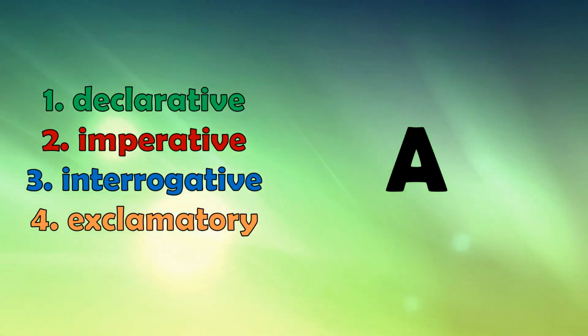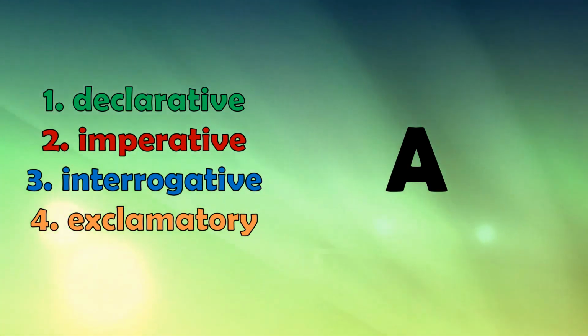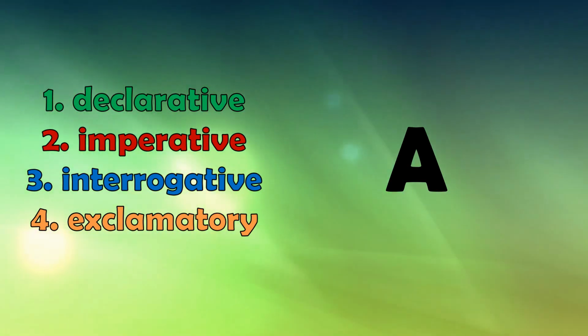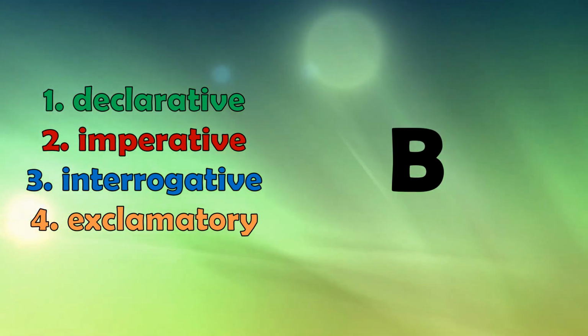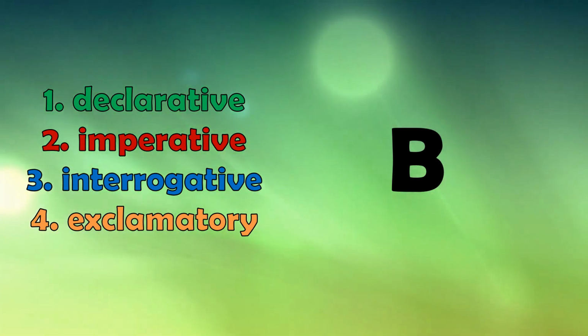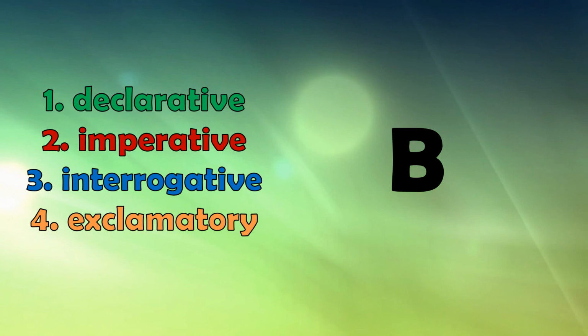A. Is the cow coming home? What kind of sentence is that? B. Make sure the cow is coming home. What kind of sentence is that? C. Wow, the cow is coming home. How about this sentence? D. The cow is coming home. What is this sentence? How did you do? Is it easy or difficult to tell the difference? Let's look at the answers.